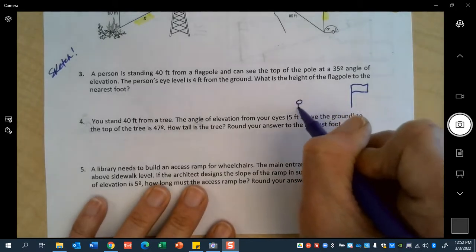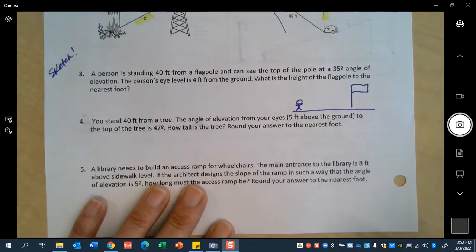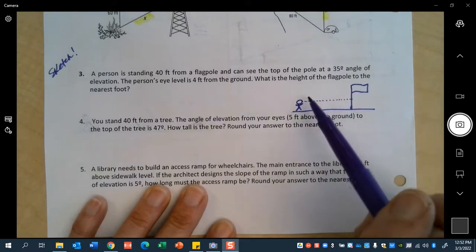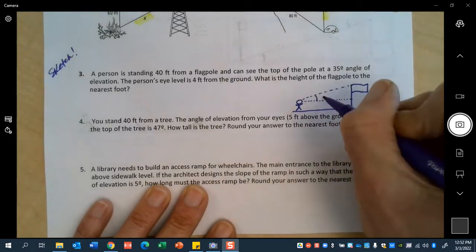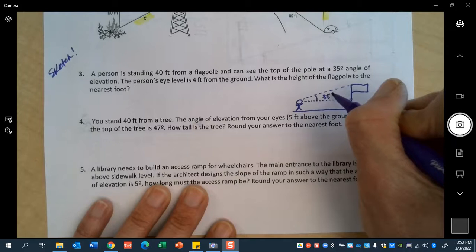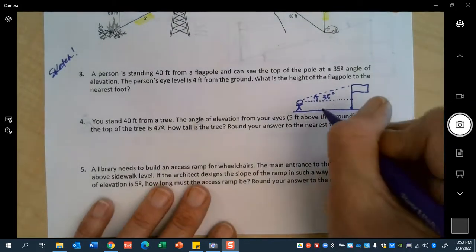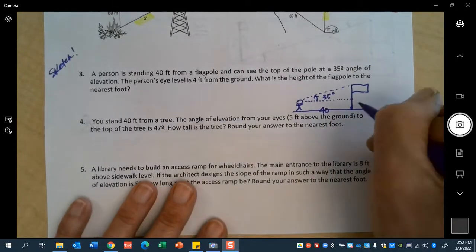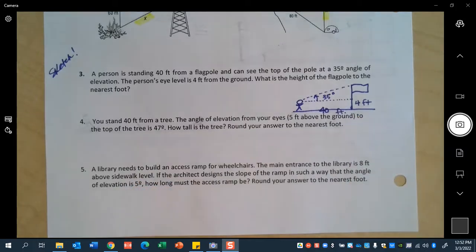My person is standing here. Here is the ground. And his horizontal view of the flagpole is at a 35-degree angle of elevation. He's standing 40 feet from the flagpole, and his eye level is 4 feet from the ground.